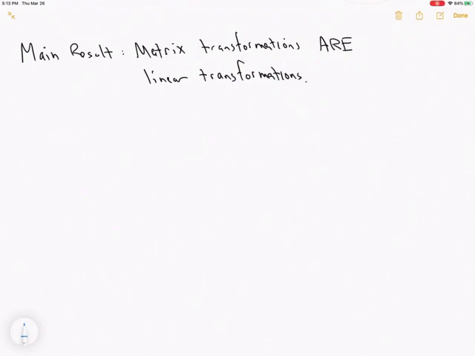So the main result is that matrix transformations are linear transformations. And when I say "are," I mean that they are the same thing as. So that's what I mean. It's a very strong use of the word "are" here.